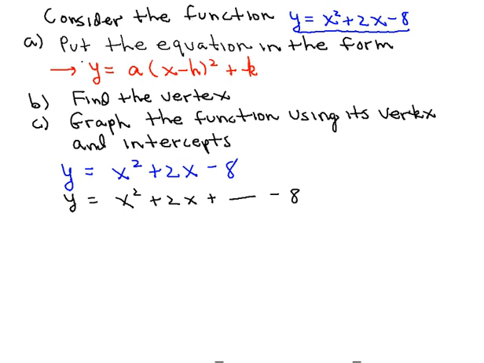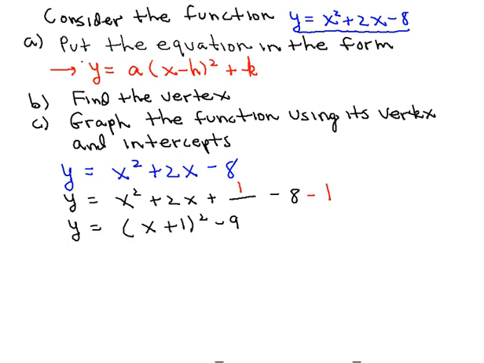Now, I think you can see that half the coefficient of x, which is 2, is 1, and if we square that, we add 1 to complete the square. Now, what we've done is to add 1 to the right-hand side of the equation, so what we need to do to balance the equation then is to subtract a 1. So now if we factor, we're going to have y is equal to x plus 1 quantity squared, then minus 9.